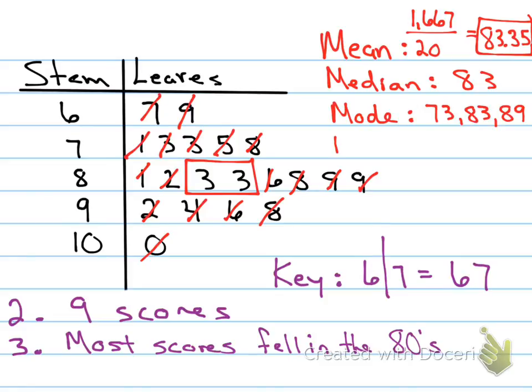What about the range? Anybody have a guess at the range? What'd you think? Deja says 33. How'd she find that? She did 100 minus 67. 100 minus 67 gives me a range of 33. All right, if you understand that, that's everything you need to know for section 3.3.